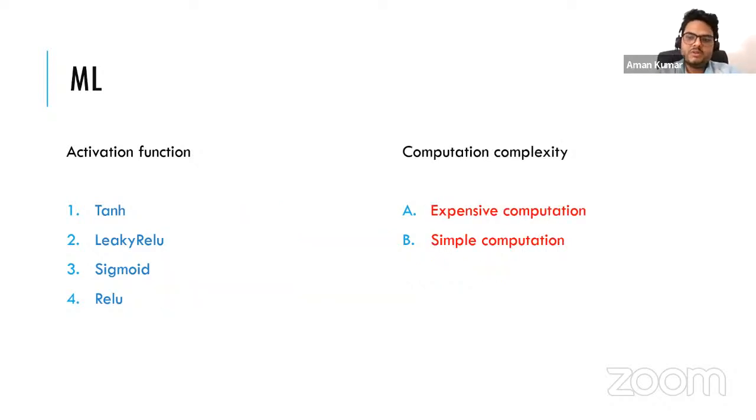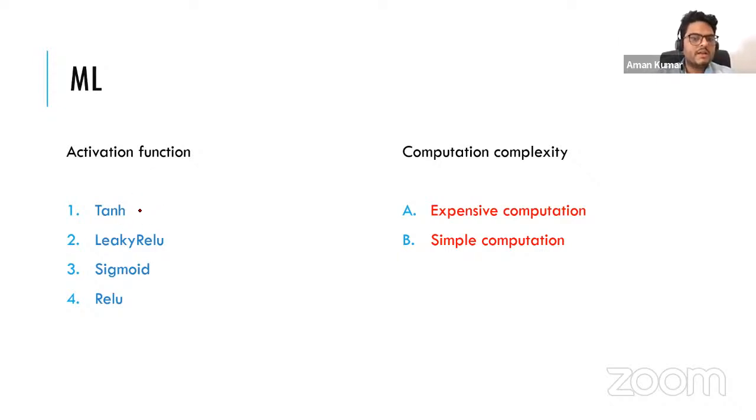Now the same question, but on the right hand side, computation complexity has come. Okay. So computation complexity has come, which means which of these is computationally expensive and which of these are computationally less expensive? Just tell me. Which is expensive and which is less expensive? I mean, computation wise, right? So you can just tell me in the answer. Tanh and sigmoid are expensive.